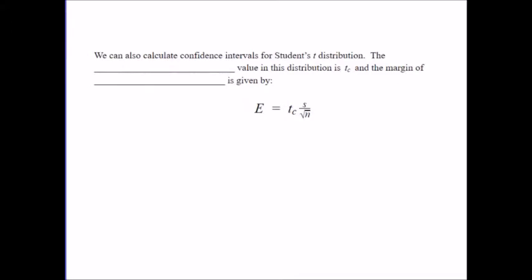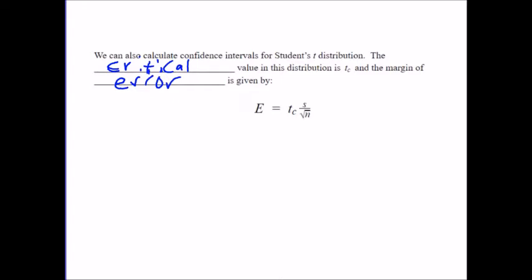So we can also calculate confidence intervals for Student's t distribution. The critical value in this distribution is t sub c, or tc, and the margin of error is given by the equation that you see. E equals the critical value of the t distribution times the sample standard deviation s divided by the square root of the sample size.